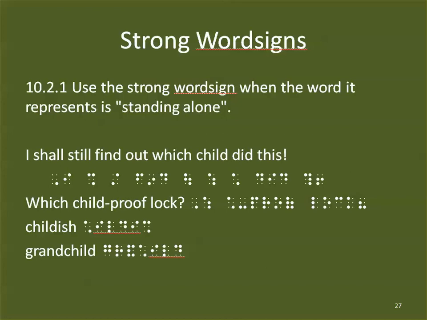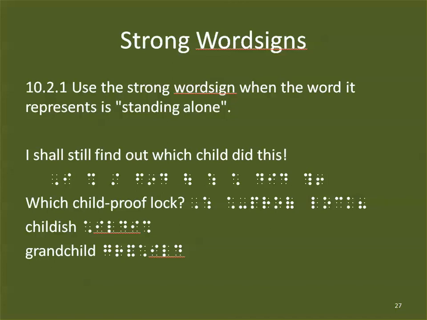So the sentence, these are very clear and simple examples of the word sign standing alone. "I shall still find out which child did this!" So we have shall and still, out, which, then child, and this. Notice this has a space on one side and an exclamation point on the other side, followed by presumably a space. An exclamation point is one of those things that does not affect standing alone status, so it's okay to use the full contraction for this in that sentence.